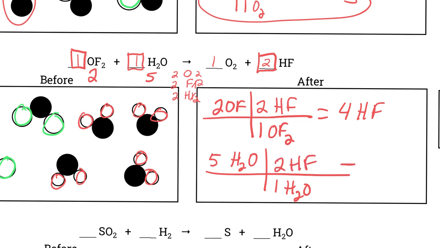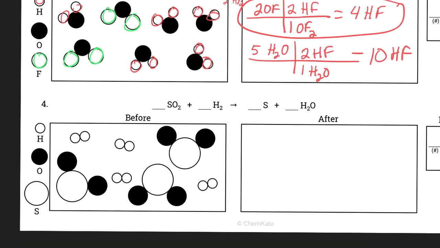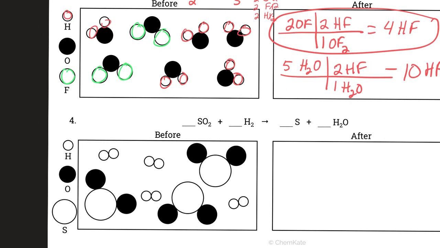Now how many do I get? What was my limiting factor? Which one? The OF. Just circle it, and that's all you have to do. Do you guys want to see me do this last one here, and then you'll do the back side? Okay. So what's the first step?